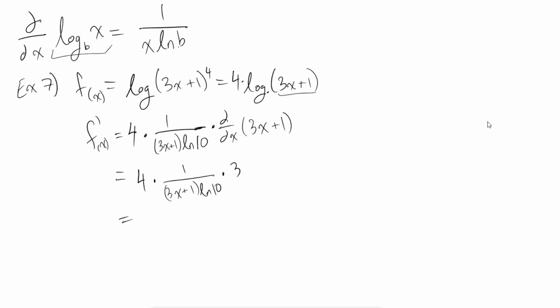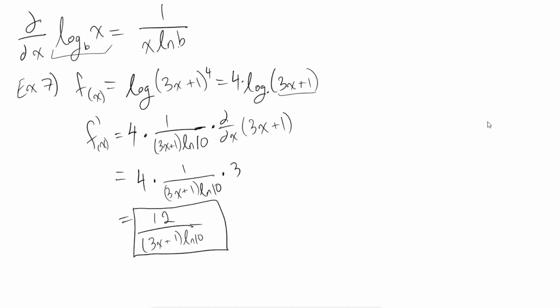Which simplifies once again, so 3 times 4 is 12. We'll just put that on top. That is the same as 12 over 3x plus 1 ln 10. And that's our answer. And that's as far as we will go with that. So that's it. A few rules that we need to remember, I guess, or keep in mind.